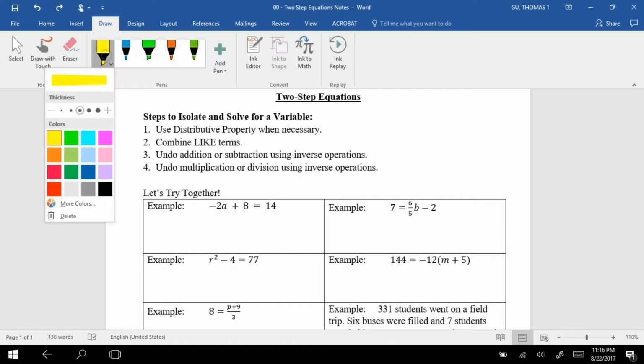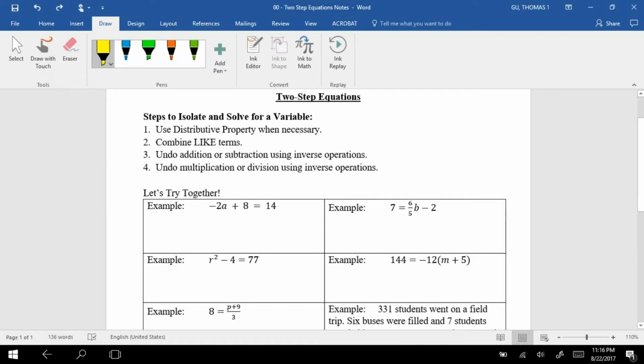Okay guys, so you can see here we got 4 things to remember when we're doing these two-step equations. Remember yesterday we did one-step equations? Today we're doubling down for double the fun, y'all. Check it out. There are 4 steps to isolate and solve for a variable. First, we're going to use the distributive property when necessary. Write that down. When necessary, guys. Do not do it if it's not necessary, because that's just going to give you more steps.